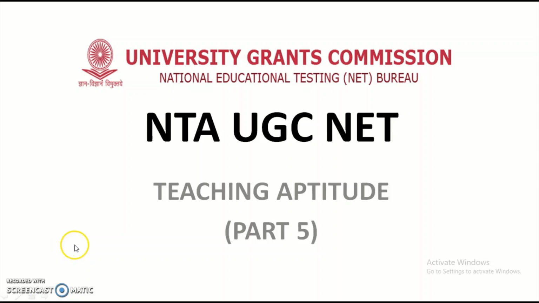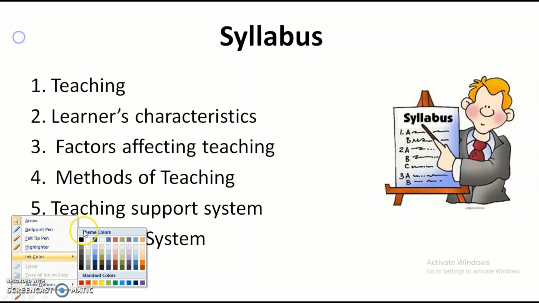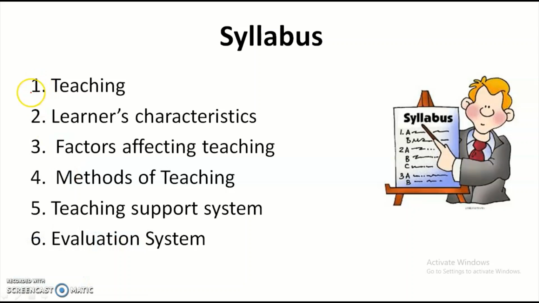In this video, we are going to see part 5 of teaching aptitude, that is the fifth topic of the first unit. In the previous lectures, we discussed four different topics: teaching, learners' characteristics, factors affecting teaching, and methods of teaching. In this video, we are going to discuss the fifth topic, that is teaching support system.